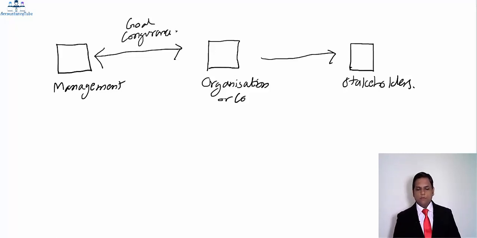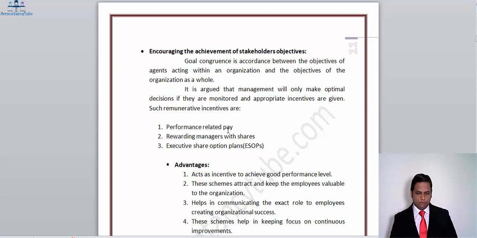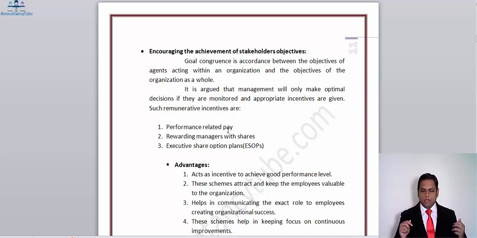And this is the reason we are doing the topic which we have to do now. This is the reason behind this topic. Goal congruence is accordance between the objectives of agents acting within an organization and the objectives of the organization as a whole. Now agency relationship, you must have already studied about it in law papers. Agents implies the senior management. They are acting as an agent for the company. Now their objectives should be in line with the organization's objectives. That's what this paragraph is telling us about.